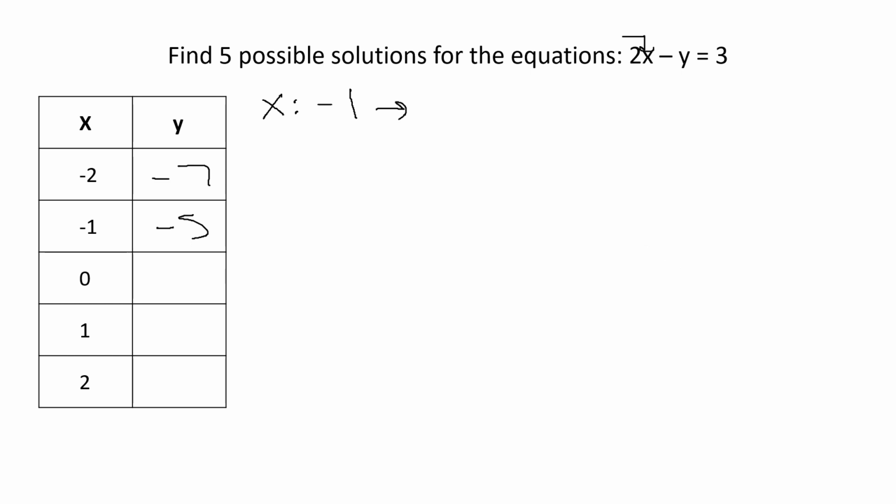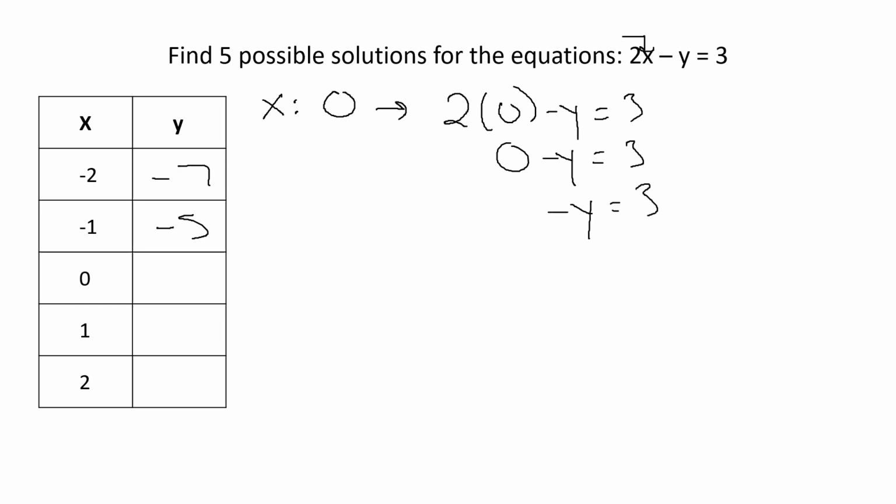Now let's do 0. When x is 0, what is y? 2 times 0 minus y equals 3. 0 minus y equals 3. Negative y equals 3. Got to get rid of this negative by dividing by a negative 1, so y equals negative 3. So when x is 0, y is negative 3.